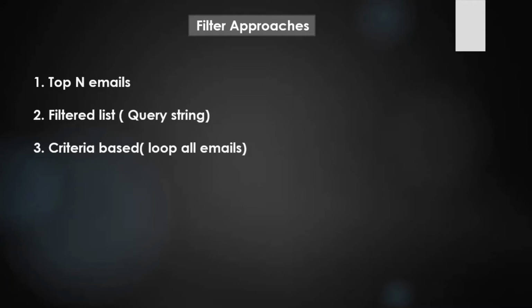And the third approach can be used when you want to apply a filter on each email item. This requires you to loop through all emails, check whether each mail matches a certain criteria or not, and based on that you may want to perform some actions. For example, you want to move that particular mail to another folder, download attachments, etc. Right? So these are the three approaches that are available in UiPath.